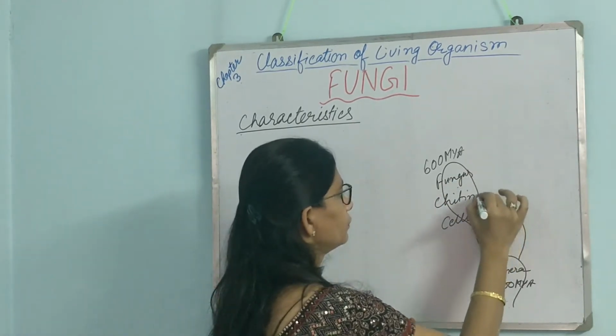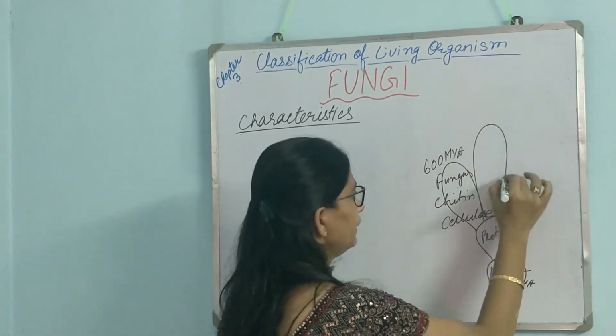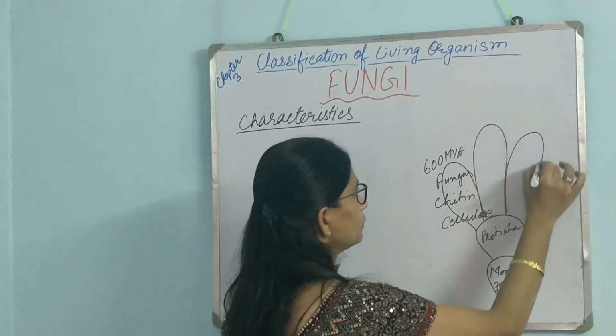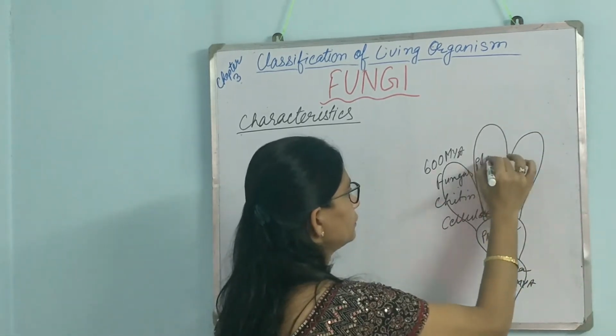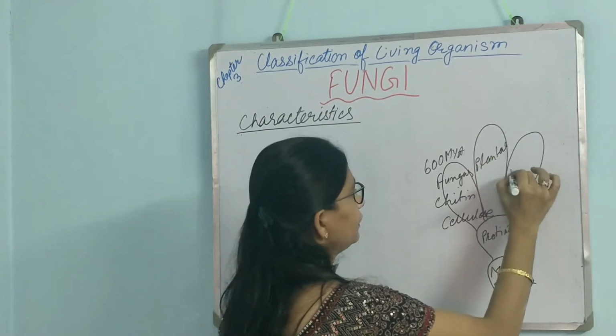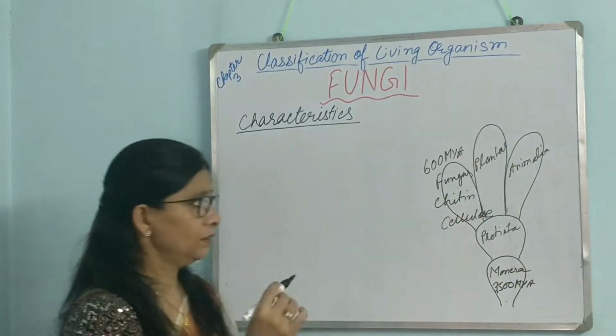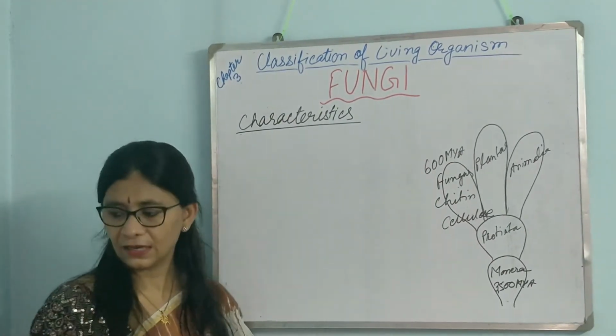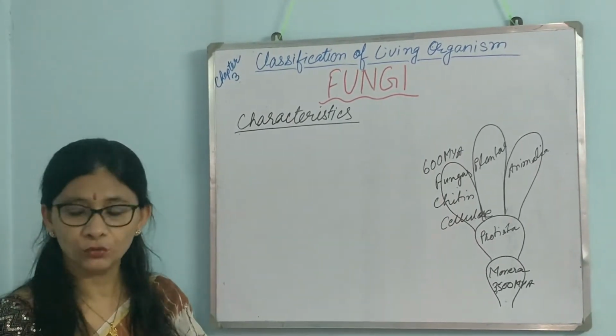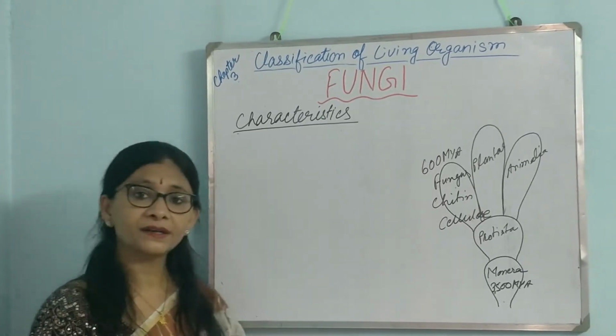Then evolved Plantae, then evolved Animalia. So this is just a little bit of briefing on the evolution. Now let us talk about the characteristics of fungus.